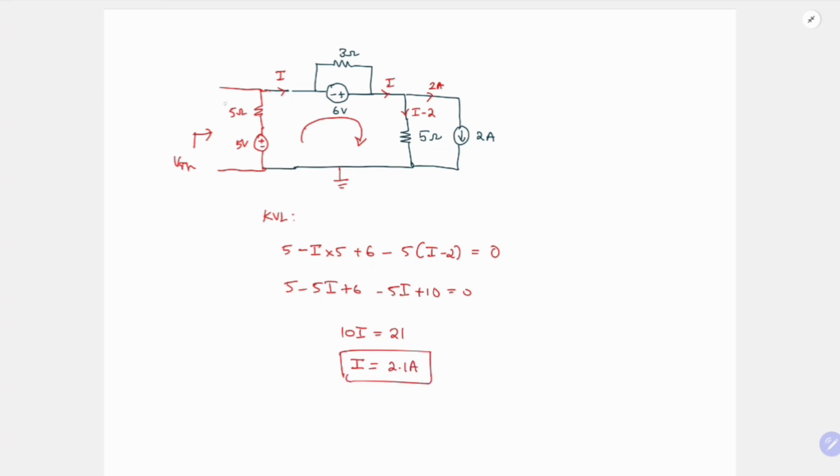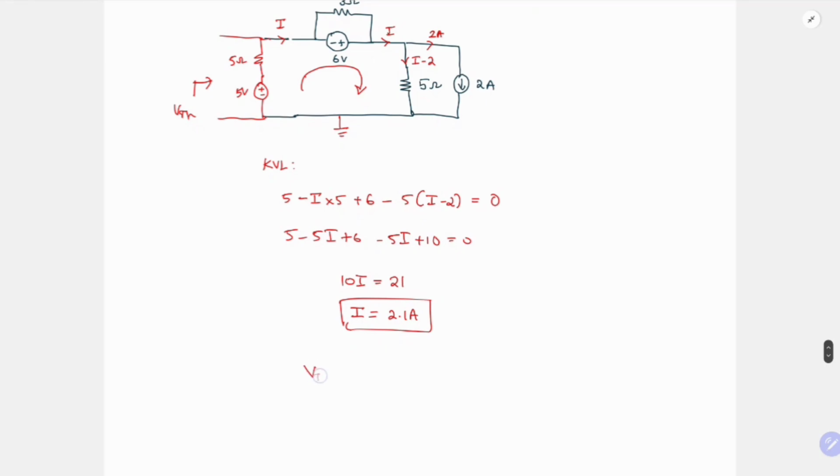If I is 2.1, what will be VTH? VTH is nothing but 5 minus the IR drop, right? 5 into 2.1. So this is 5 minus 10.5. So it is minus 5.5 volts. So this is the VTH.